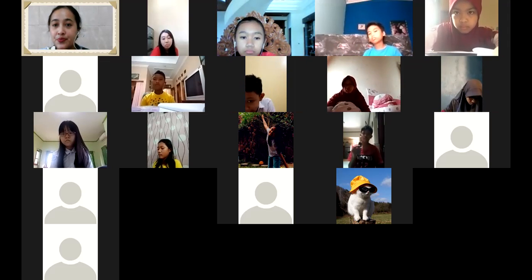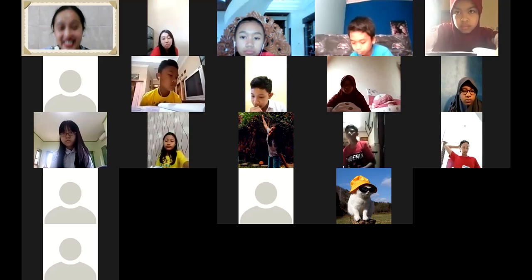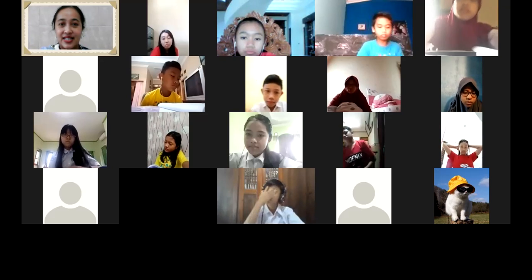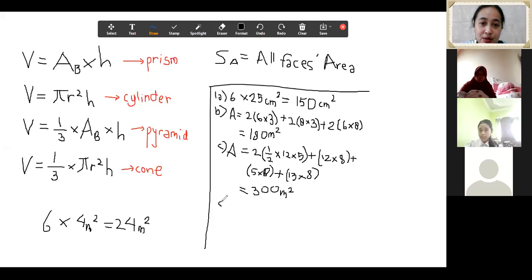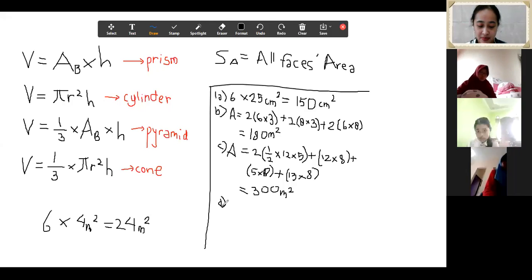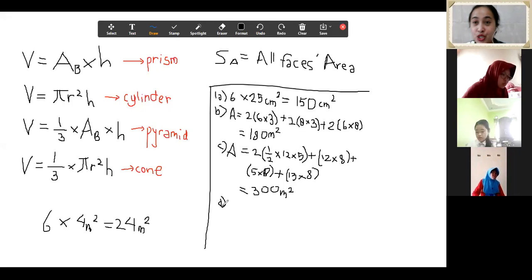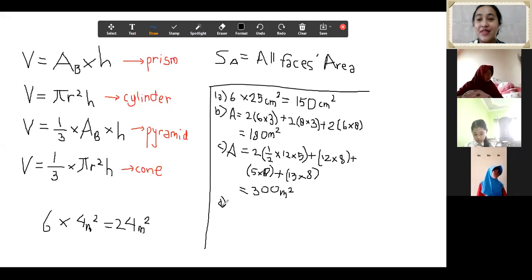All right, so let's continue. Let's continue with number 1D, page 22. What 3D shape is that? Triangular prism. Yes, triangular prism. As you notice, there are 2 faces of rectangles that have the same size.